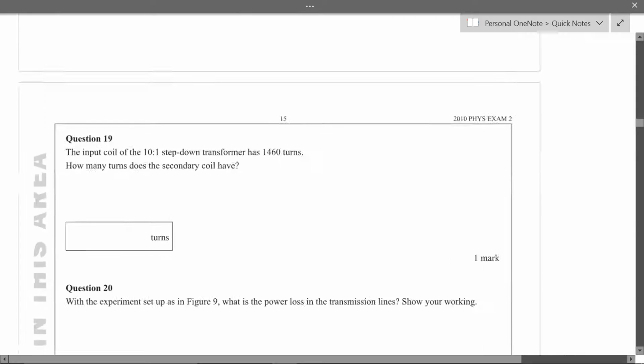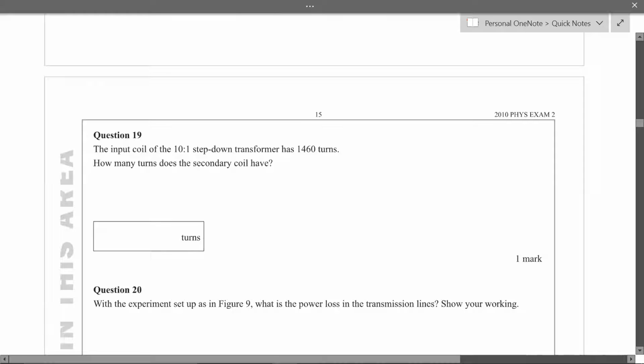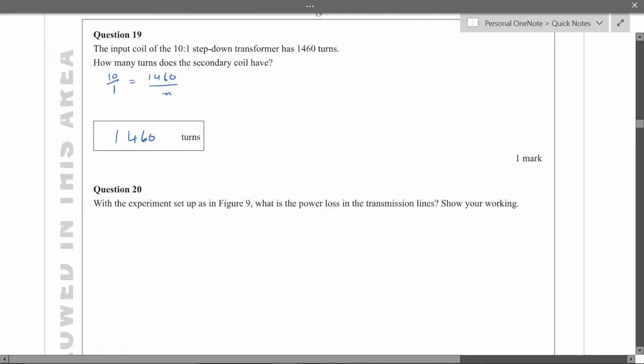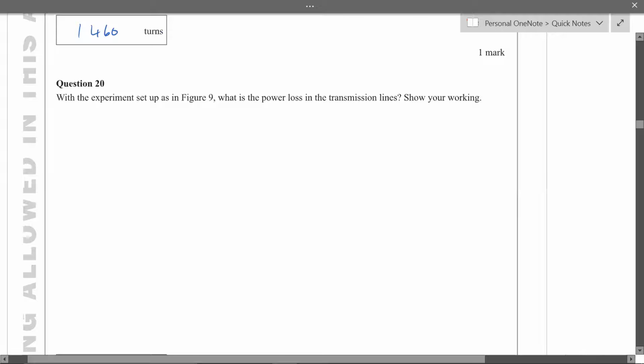Question 19. It's a 10-to-1 step-down transformer, and the input has 1460. Since the turns and the step-down ratio are related, you can just use this. For the previous experiment, what's the power loss? I figured out what the current was by using the current at the globe. P equals I times V, I equals 4 on 2, which is 2 amps. And then I figured out what the current in the transmission lines was.